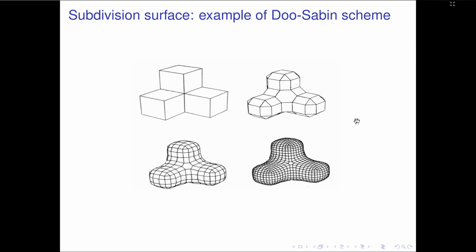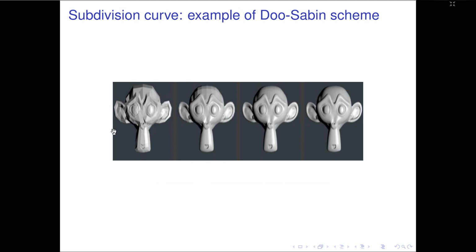An application of this Dosavant scheme is, as you see, that here we have the initial mesh. By applying the Dosavant scheme the first time, we get this new mesh, and by repeating this Dosavant scheme, we arrive at this smooth mesh. This is another example. We started from the monkey initial mesh, and by repeating the Dosavant scheme 3 times, we arrive at a smooth mesh.